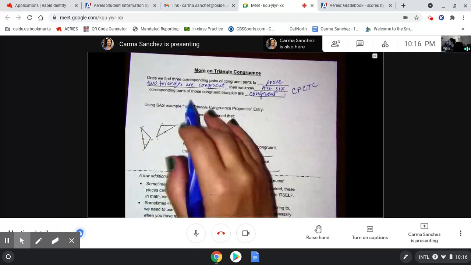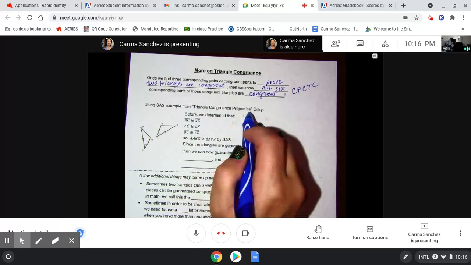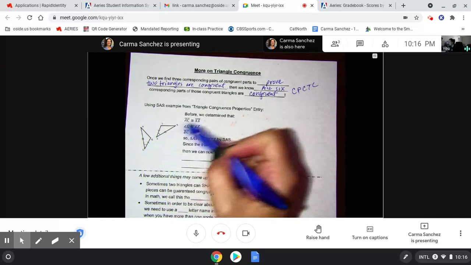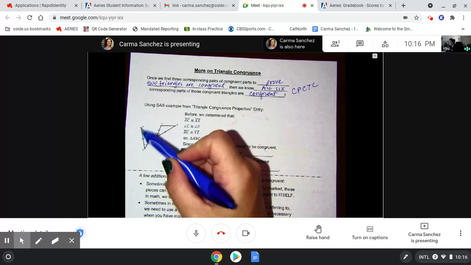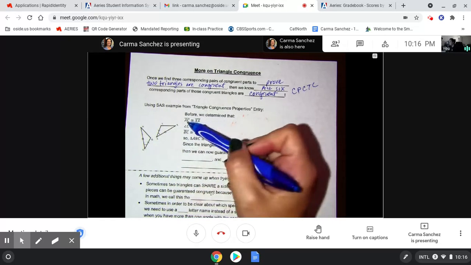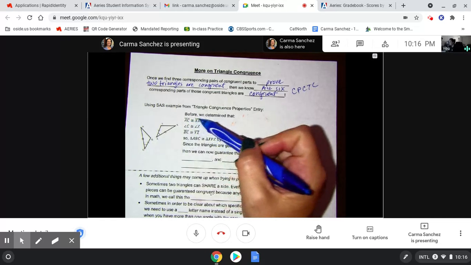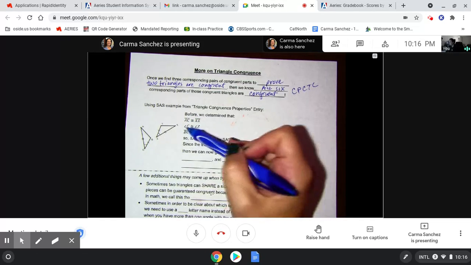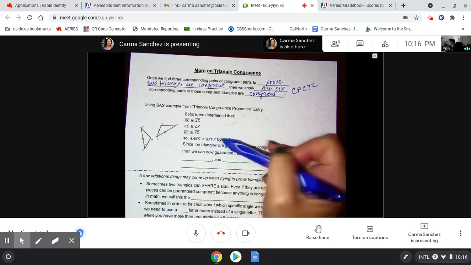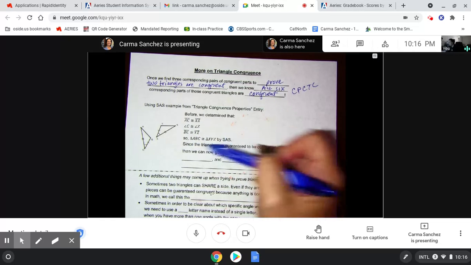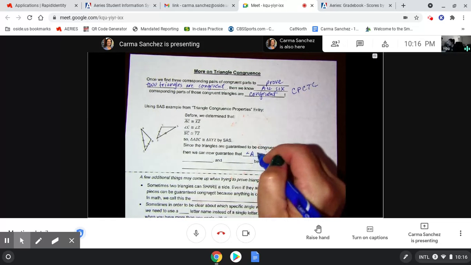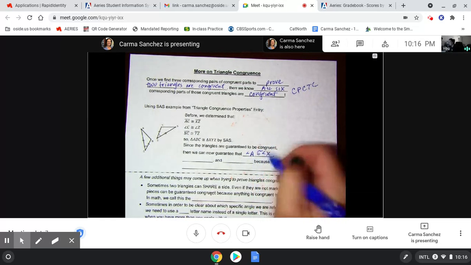Now, using SAS from the triangle congruence properties, what do I mean? I mean, we see here that this 1 slash is equal to this 1 slash, this 2 slash side is equal to this 2 slash side, and we have an angle. So it's a side angle side congruence. So we can say side AC is congruent to XZ. We can say that angle C is congruent to angle Z. We can say that this side BC is congruent to YZ. So the triangles are congruent, right? Since the triangles are guaranteed to be congruent, we can now guarantee that angle A is also congruent to angle X. We know this now.